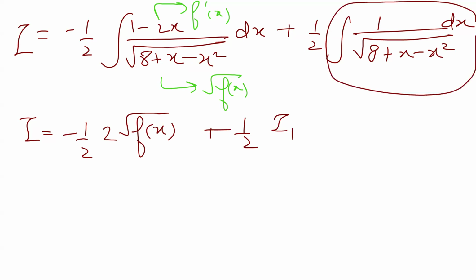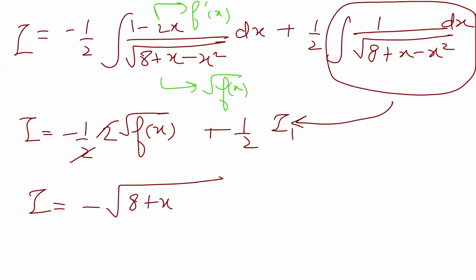Now this part is I1. Don't take half in I1, okay? Half is separate. So this 2 and 2 is getting cancelled. So I is equal to minus root f of x. F of x is 8 plus x minus x square, plus half I1. So this is equation number 3. Let us solve I1 separately.